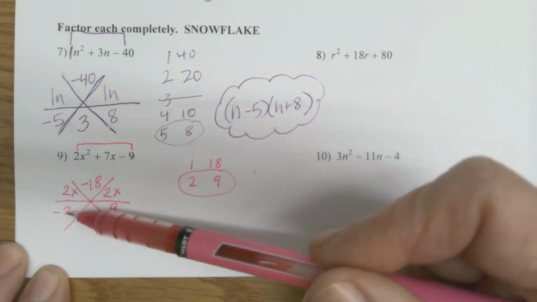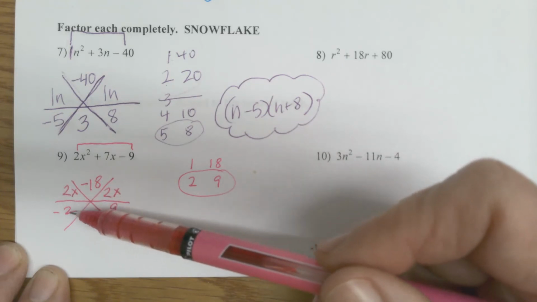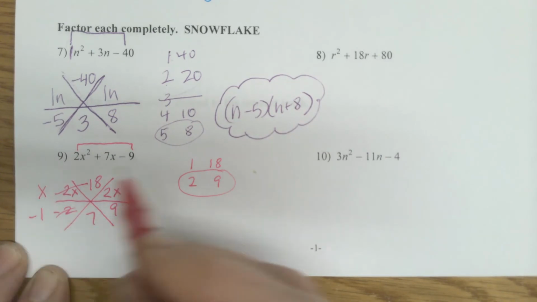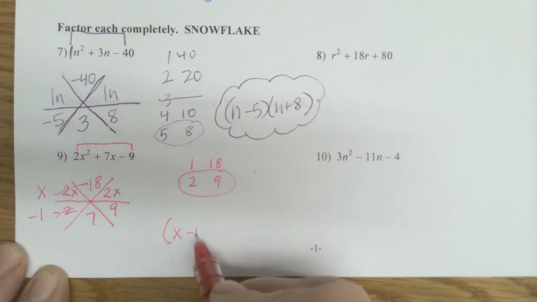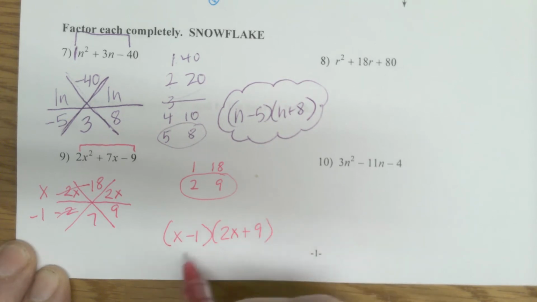Again, because there is a number in front, don't forget that at least one of these will be simplified. So this one's x minus 1. So when I write my answer, x minus 1, 2x plus 9.